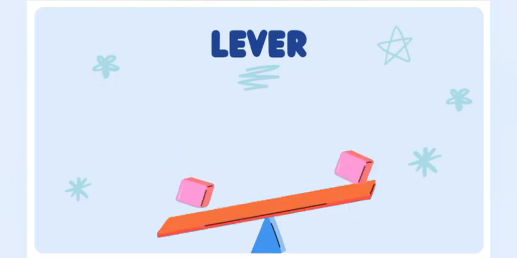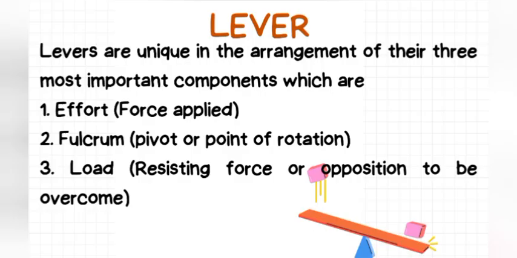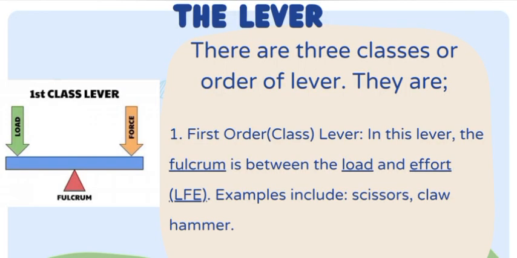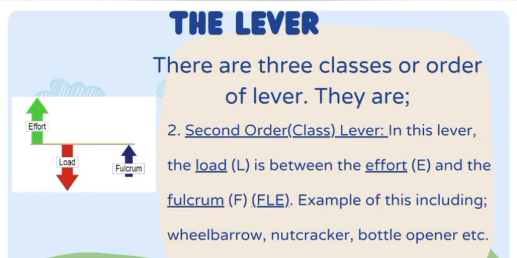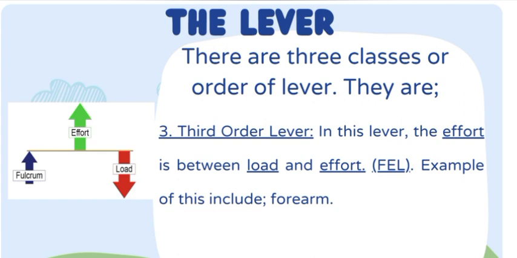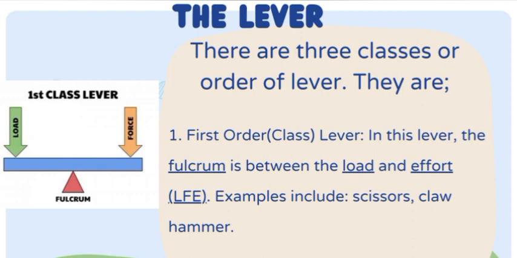In the last class, I briefly talked about the lever. I told you that the lever has 3 major components, which are the load, the effort, and the fulcrum. And I told you that the lever is classified into 3: the first class lever, the second class lever, and the third class lever, or the first order, second order, and third order lever. In the first order lever, the fulcrum is between the load and the effort.